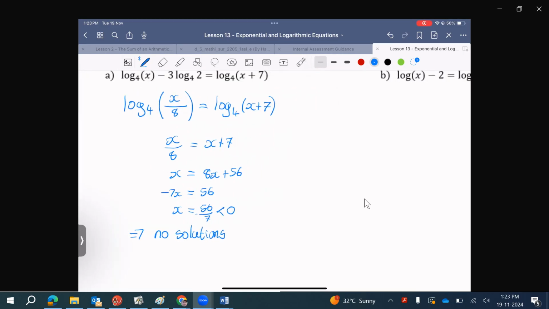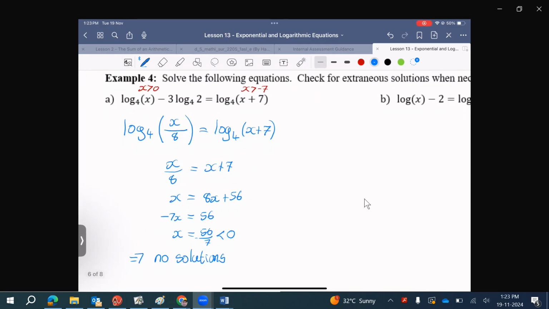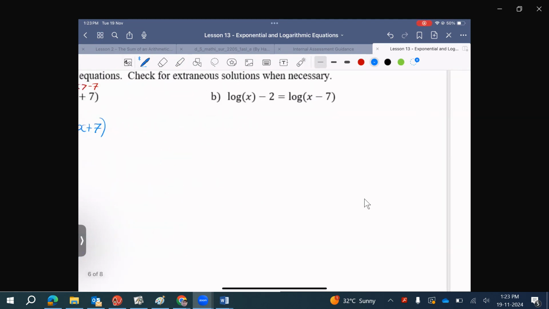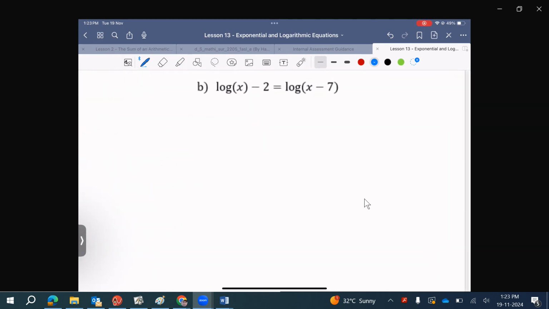So we get a solution there. You should always find your solution, but then if we compare it to this part of the domain, this is not possible. We just put that minus sign in there a little bit bigger. All right, have a go at this one for yourself. Pause your video.